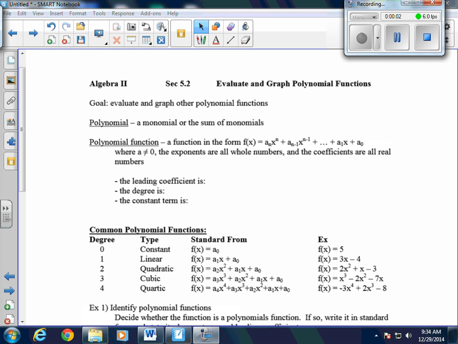Today we're going to be looking at section 5.2, which is on evaluating and graphing polynomial functions. And that's what our goal is today. Our goal is to evaluate a polynomial function, and then we're going to be graphing other types of polynomial functions.